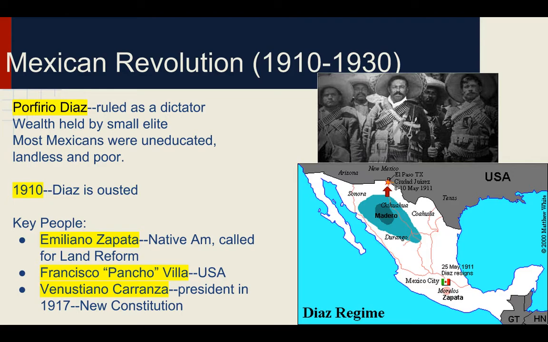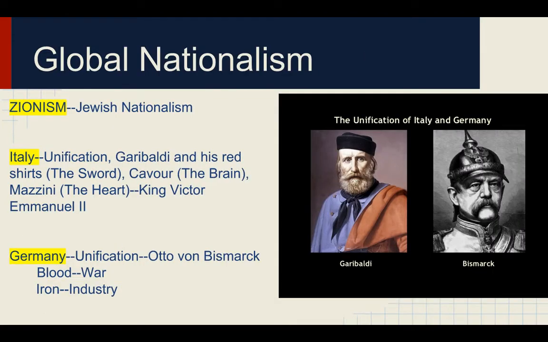Global nationalism: we have Zionism, and a guy named Theodor Herzl will start to introduce this idea that the Jews should live in the Holy Land, which is a form of Jewish nationalism. In Italy, we have Giuseppe Garibaldi. The unification comes down to three people. Garibaldi, the sword of the unification, in his red shirts, pictured here. Cavour, the brain. He orchestrates all of the deals. Mazzini, the heart. And the new leader, who is Italian, King Victor Emmanuel II.